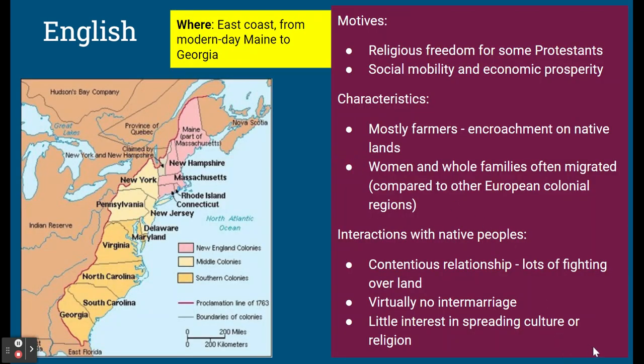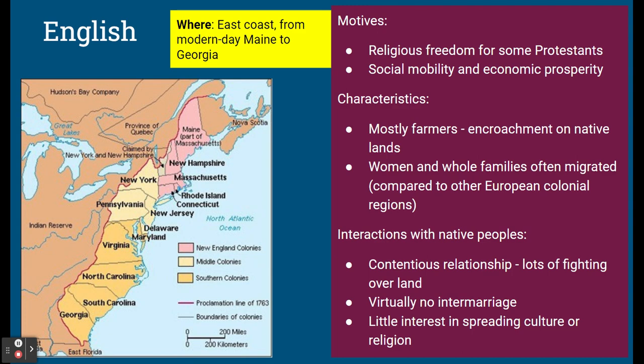Okay, we're going to talk a little bit about the English. And like I said, we'll talk a lot more about the British colonies in the next couple of topics, but let's talk briefly about the English. So, as you probably know, the English North American colonies are mostly along the East Coast, from modern day Maine, which at the time was part of Massachusetts, all the way down to Georgia. Georgia was sort of a buffer colony between the British colonies and Spanish controlled Florida.